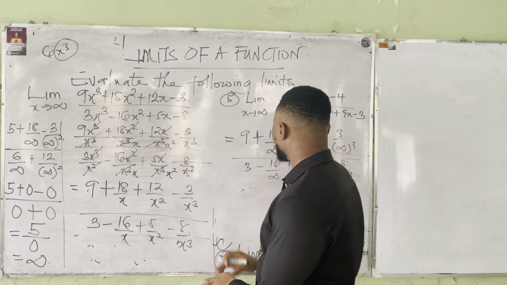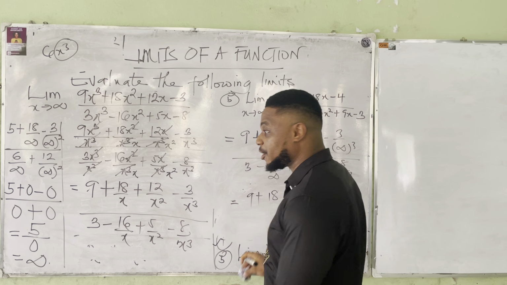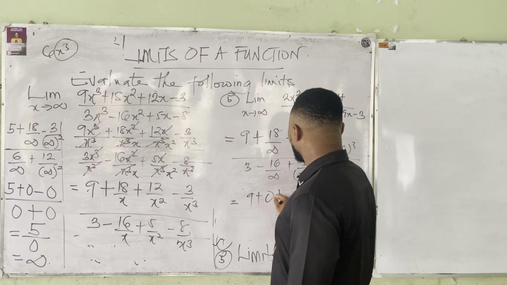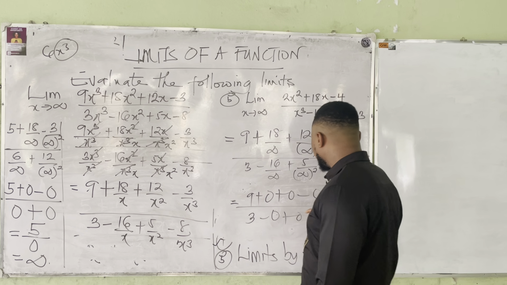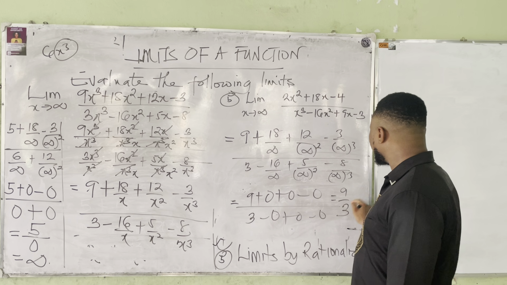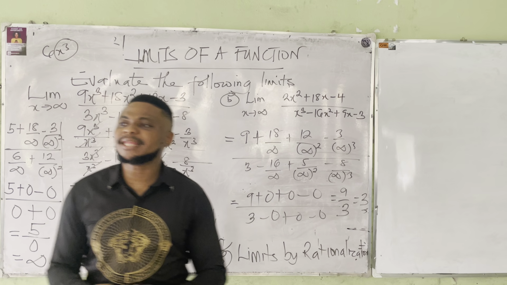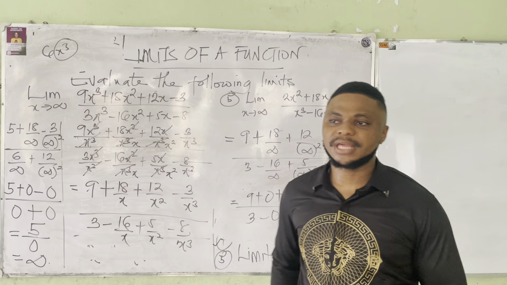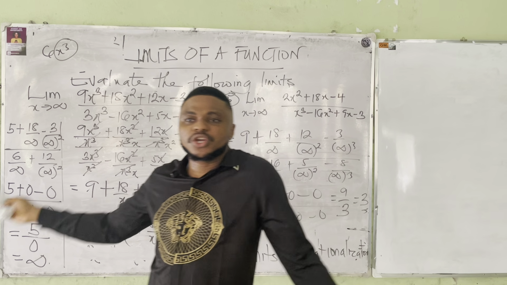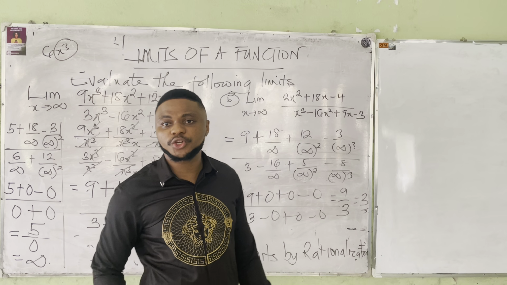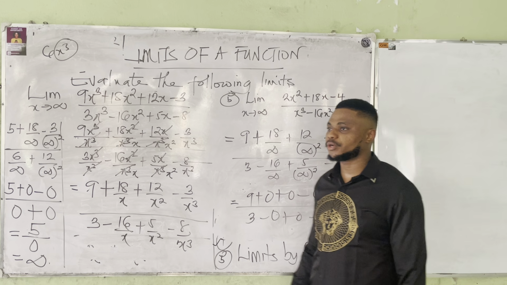So this will be equal to 9 plus 0 plus 0 minus 0, divided by 3 minus 0 plus 0 minus 0. What do you have left? 9 over 3 will give us what? That's the perfect approach to this. So, like I said, just know the shortcuts. And if it is not theory, if it's objective, just look for the right option.